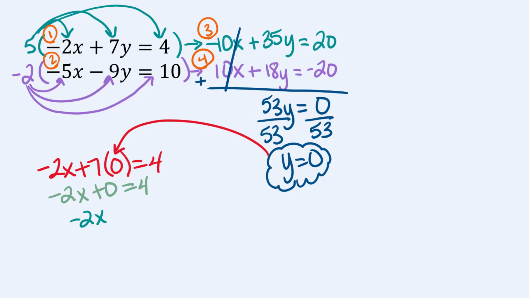So negative 2x equals 4. And I end up with x equals negative 2. Again, our answer needs to be written as an ordered pair.